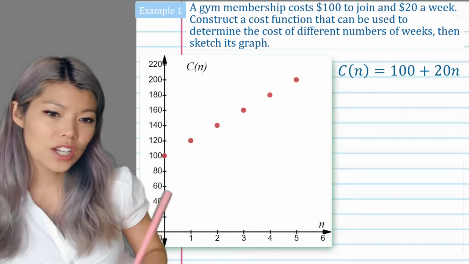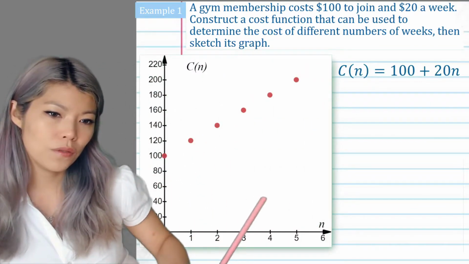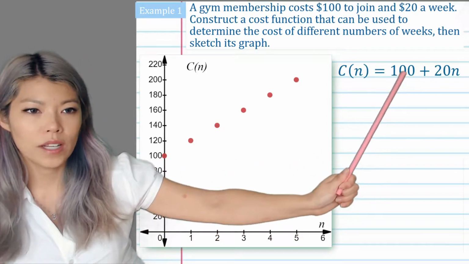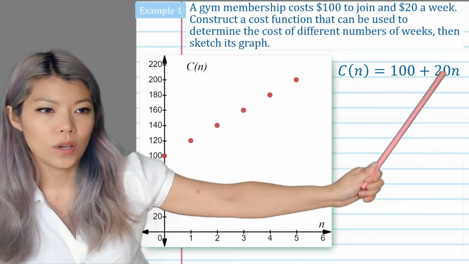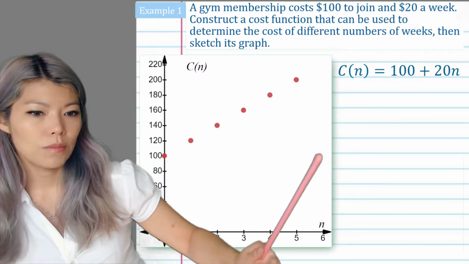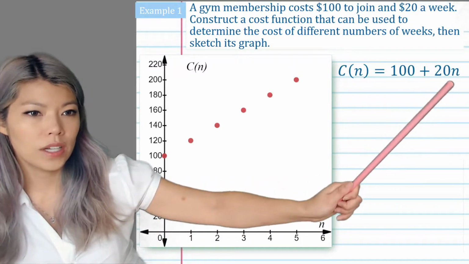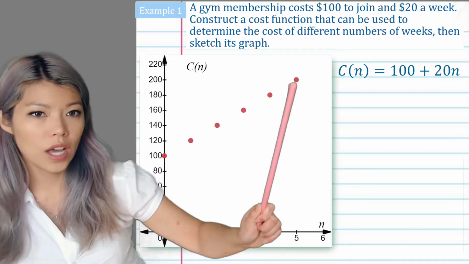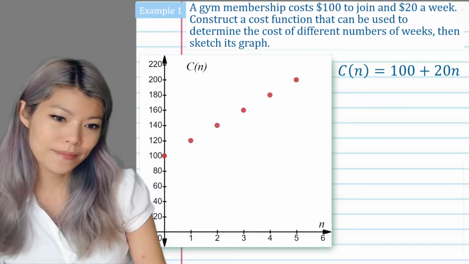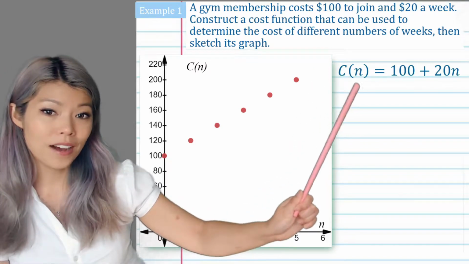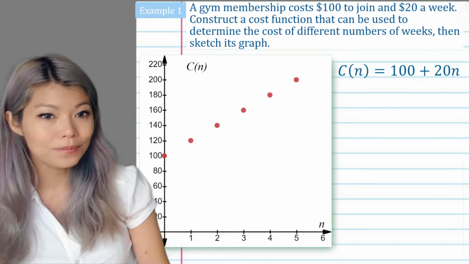We can sketch it. It's a number of weeks, 1, 2, 3, 4, 5, 6. You can plug in the number of weeks, 1, figure out what the cost is. 1 times 20 is 20, so it'll be 120 after 1 week. You can put in, for example, 5 times 20 is 100. So after 5 weeks, you're paying 100 plus 100 is 200, etc. So it's very similar to what we've done before. The only difference is now we're calling it a function because it's a function.